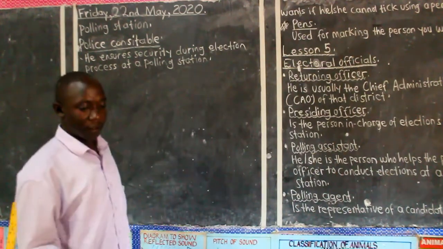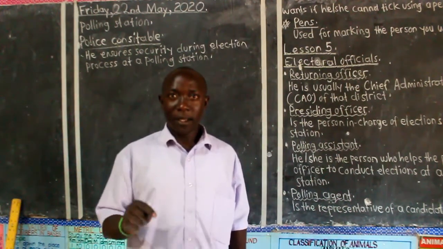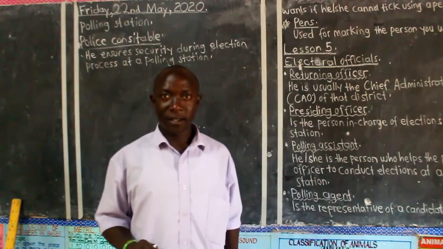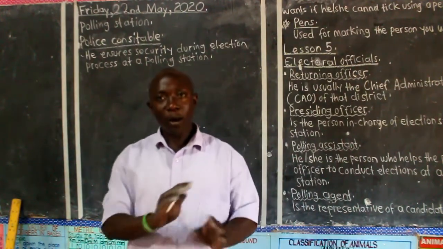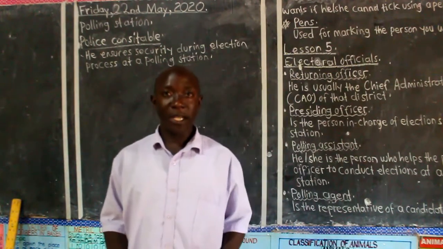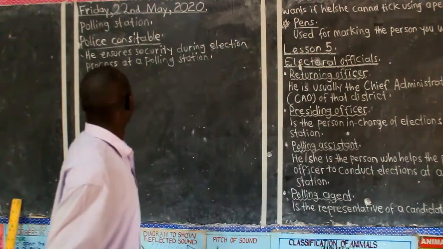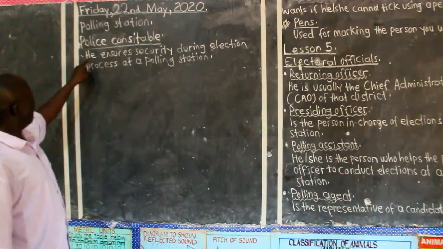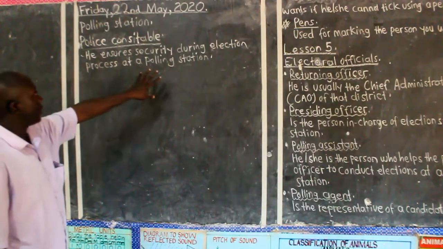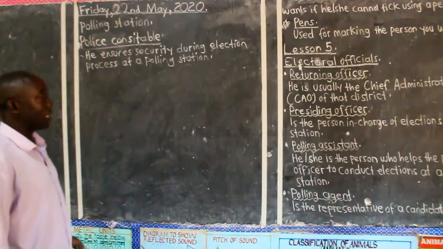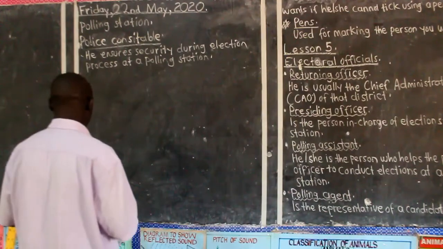The polling agent. So this one, the person he or she represents, he or she is now referred to as a polling agent. He oversees all election activities at a polling station on behalf of the person he or she represents. Then a police constable, he ensures, he or she, because it can be a lady, ensures security during the election process at a polling station. That person makes security tight at the polling station.